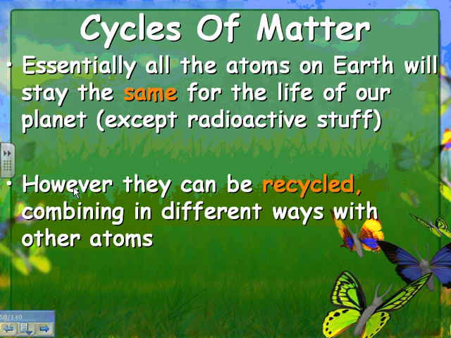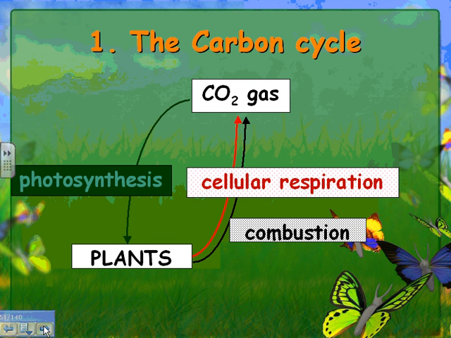However, they can be recycled, combining in different ways with other atoms. So the carbon cycle, we're going to look at carbon first. Here's carbon dioxide gas, that's in the atmosphere, and that's taken into plants when they do photosynthesis. So the equation for photosynthesis is something you should know.